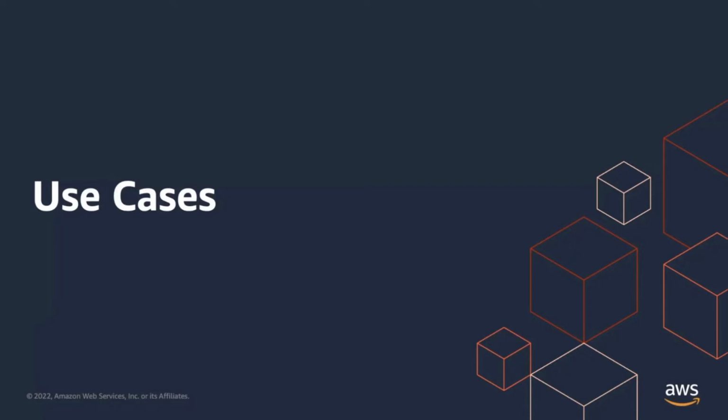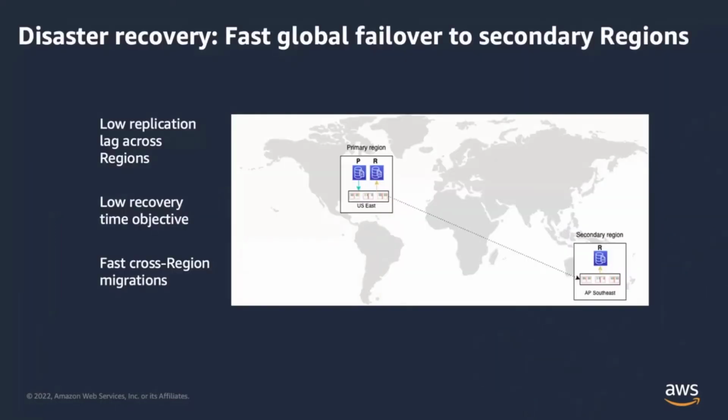Let's dive deeper into these use cases now. Let's start with the DR use case. Since the data is replicated in near real time, global clusters allow you to be up and running in a secondary region in less than a minute, if and when a regional outage happens. There is no data movement that needs to happen when performing a global failover, and the time taken for recovery is just the time it takes to promote the secondary cluster to a standalone cluster. Also, use cases where you want to migrate data across regions are pretty easily solved by global clusters as well.